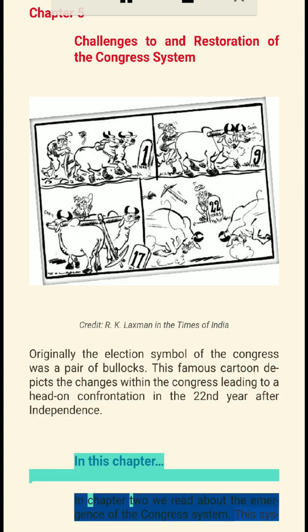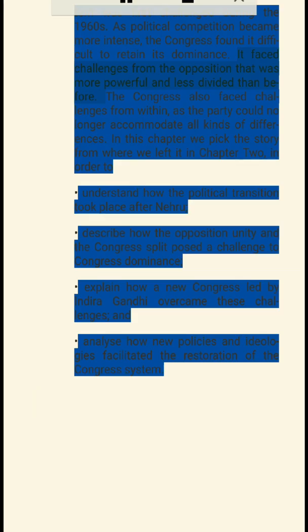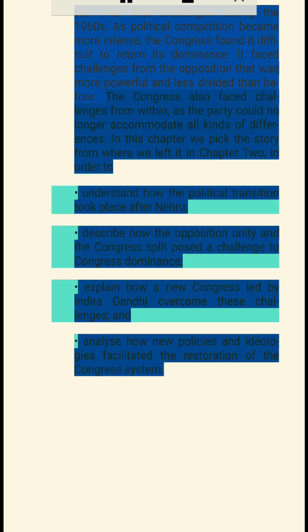In Chapter 2, we read about the emergence of the Congress system. This system was first challenged during the 1960s. As political competition became more intense, the Congress found it difficult to retain its dominance. It faced challenges from the opposition that was more powerful and less divided than before. The Congress also faced challenges from within, as the party could no longer accommodate all kinds of differences.